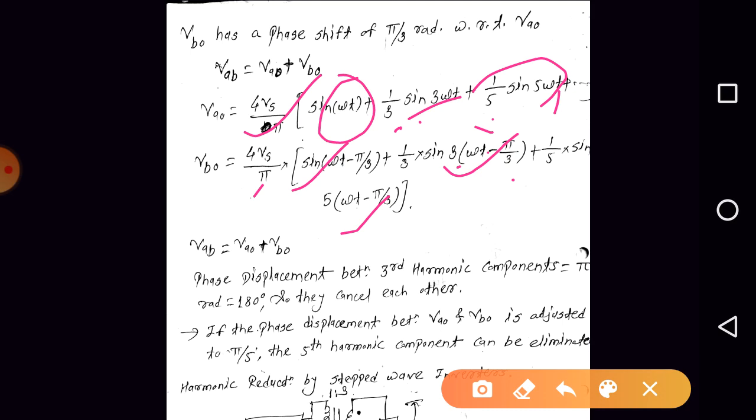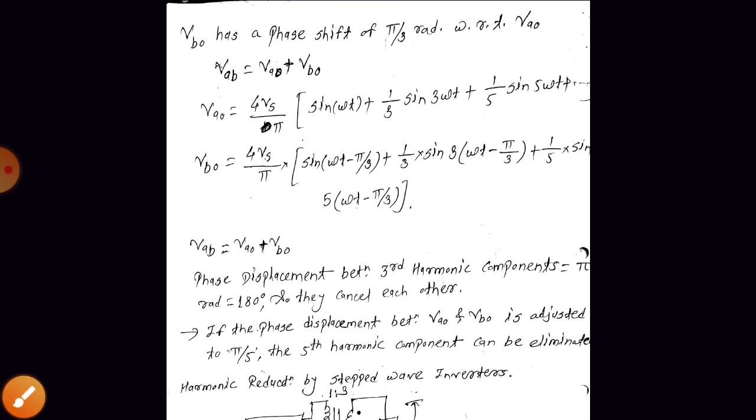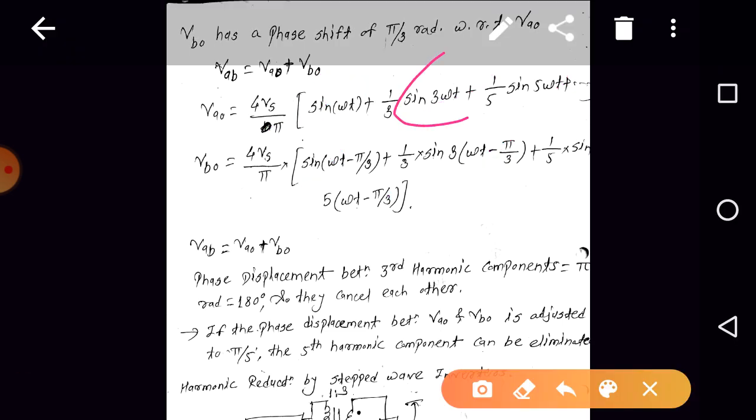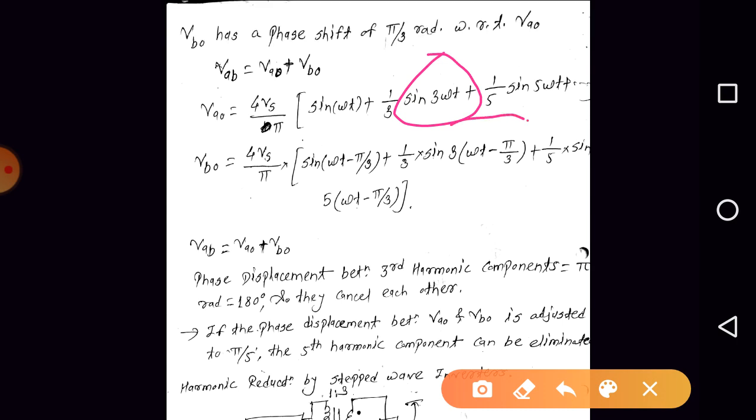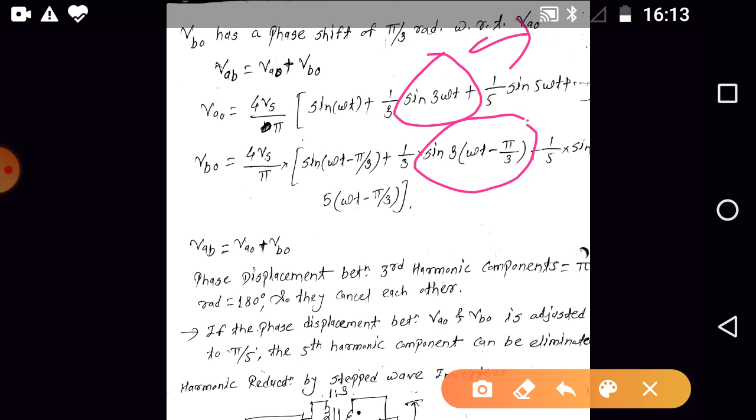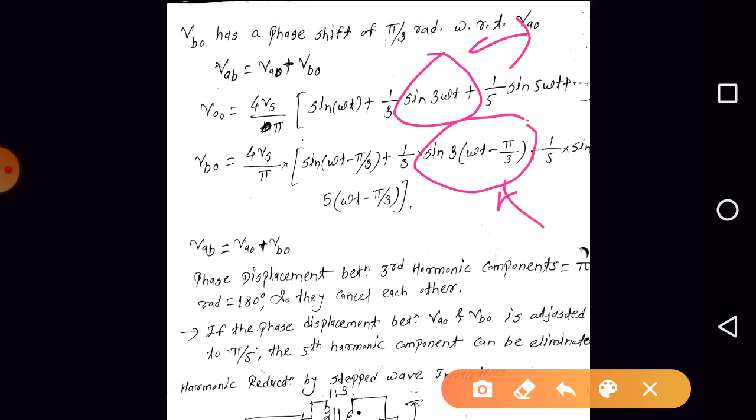What is the phase angle here? The phase angle for the third harmonic component here is sine of 3 omega t, and here it will be sine of 3 into omega t minus pi/3. So it is sine of 3 omega t minus 3 into pi/3, that is sine of 3 omega t minus pi. So here the phase angle is 0 and here it is sine of 3 omega t minus pi, which means the phase angle is 180 degrees.